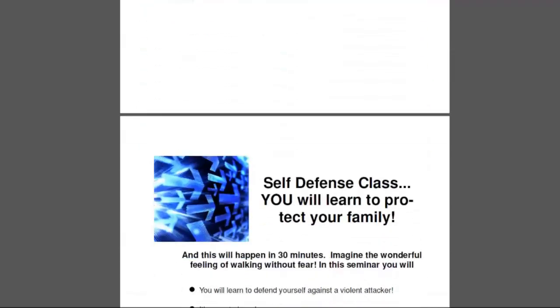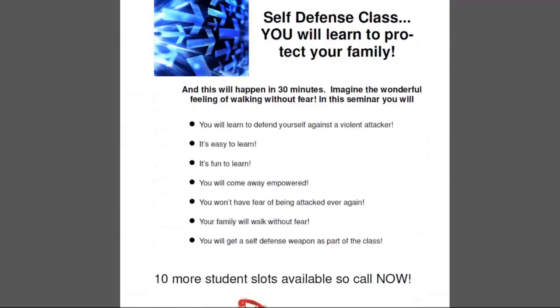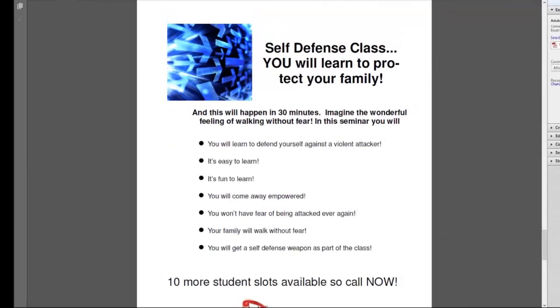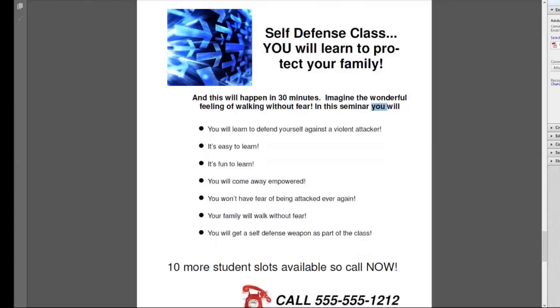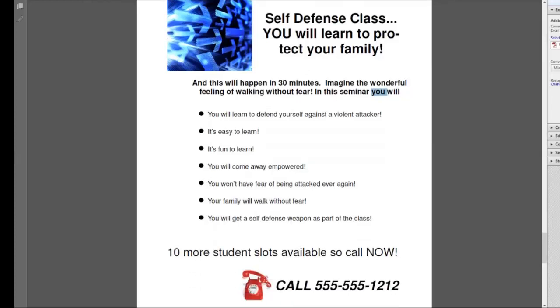And so what does this look like? Well, here's what a good website or a good flyer looks like. Here's your action graphic leading right to your very large headline with a "you" in it. You can see there's a "you." Subhead: it'll be a wonderful time walking without fear. In this seminar, you will learn to defend yourself. It's easy to learn. These are the bullet points, which are benefit bullet points.